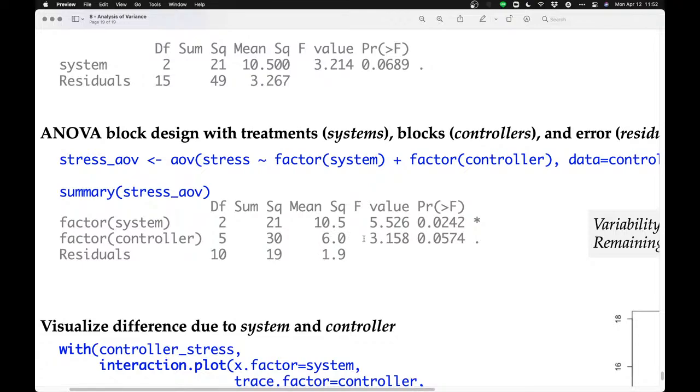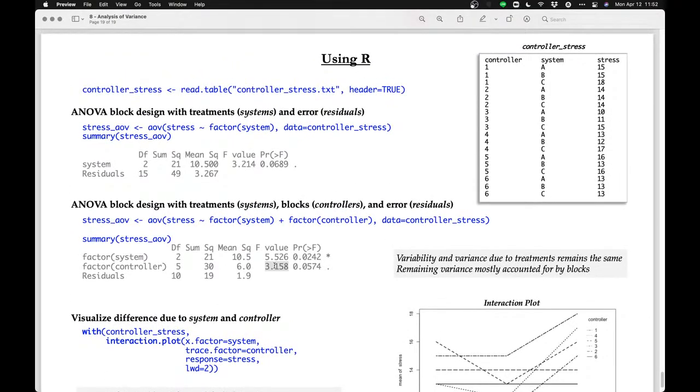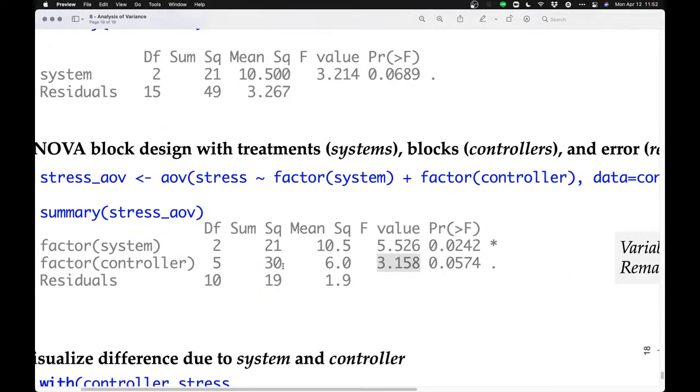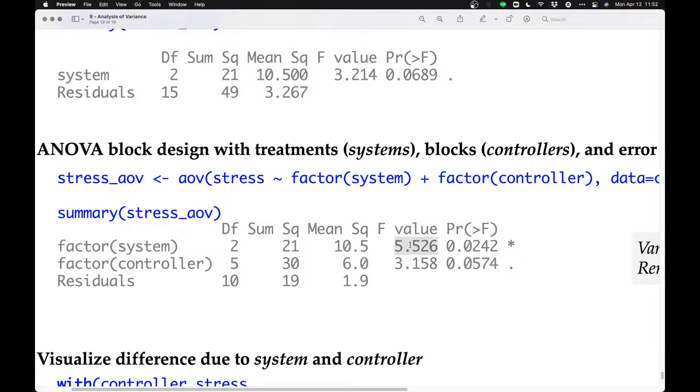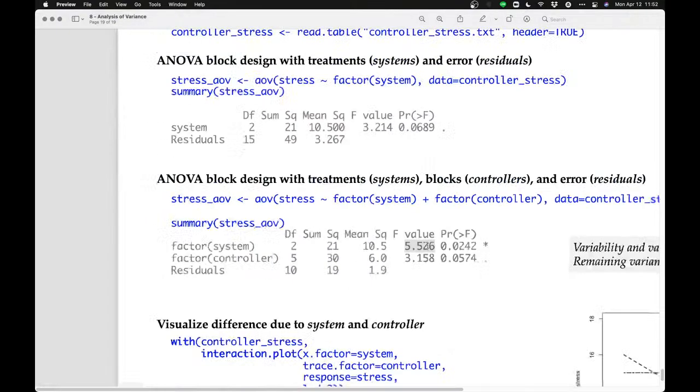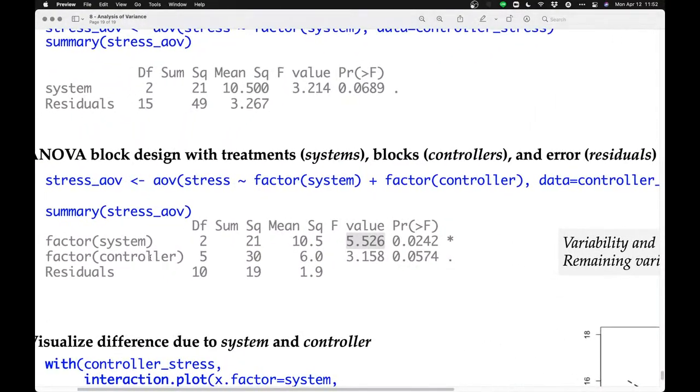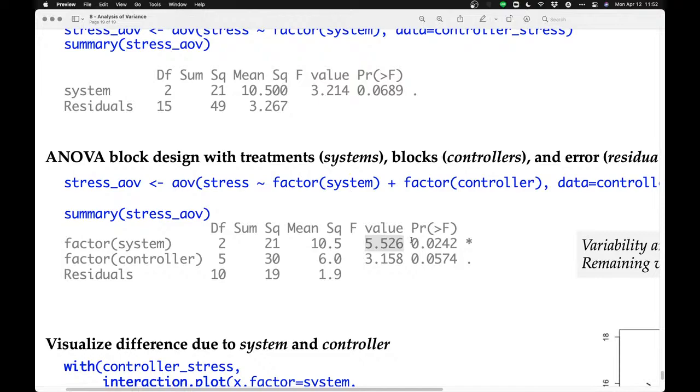It's the variance between the controllers divided by the error variance. That gives us this F value. So this tells us that the system has a significant effect on the stress levels because the F value is bigger than, let's say, the threshold such that the p-value is less than 5%.